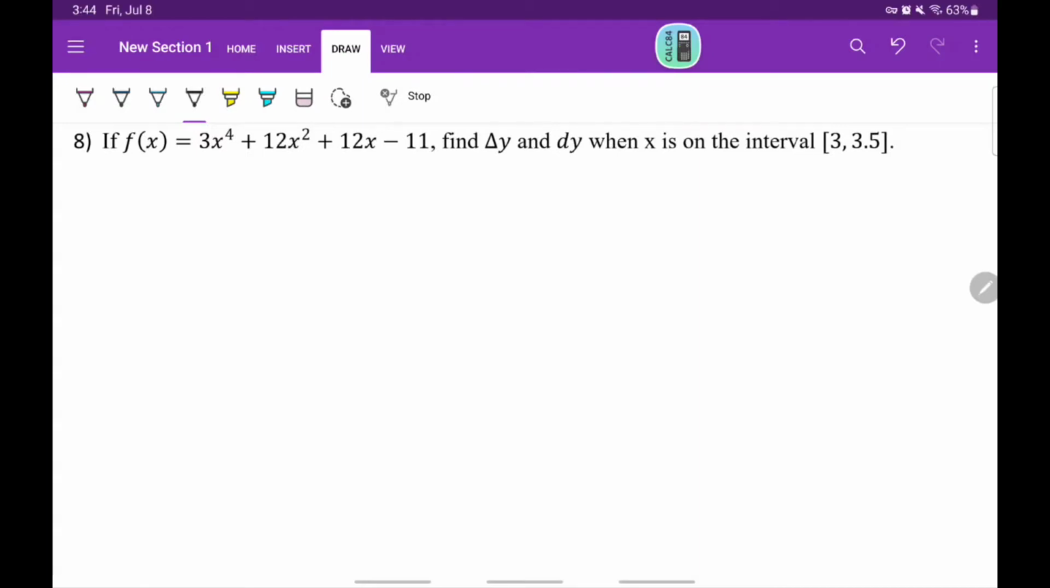Question number 8 says, if f of x equals 3x to the fourth plus 12x squared plus 12x minus 11, you want to find delta y and you want to find dy when x is on the interval from 3 to 3.5. Now remember, we can approximate the change in y, which is delta y, by using the differential, which is dy.